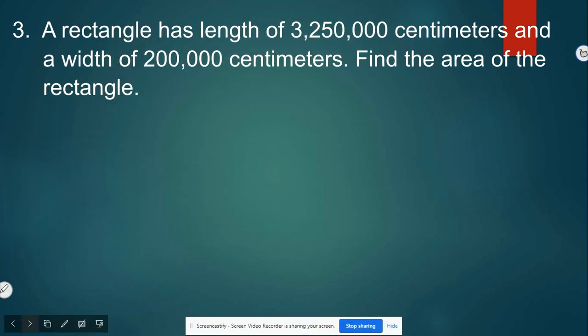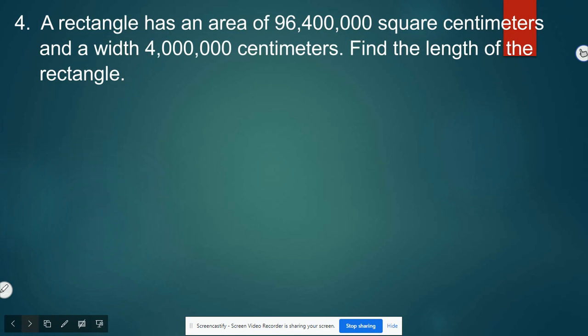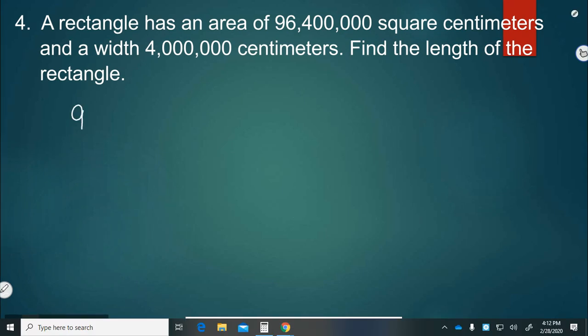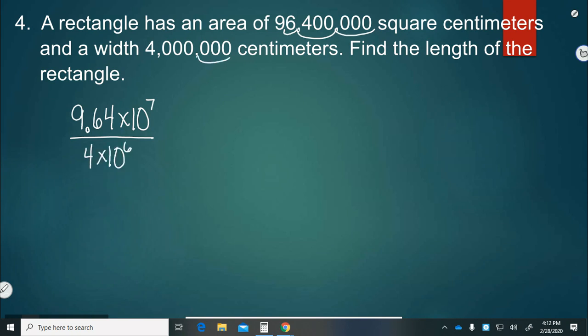Number 4. A rectangle has an area of 96,400,000 square centimeters and a width of 4 million centimeters. Find the length of the rectangle. So now they're giving us the area and a width. We want to find the length, so we're going to divide. So it's 9.64 times 10 to the seventh divided by 4 times 10 to the sixth.